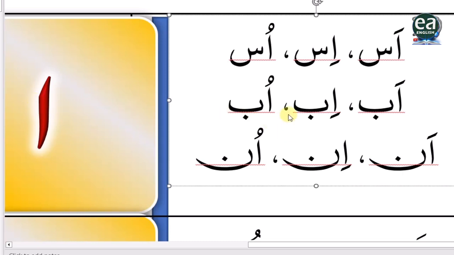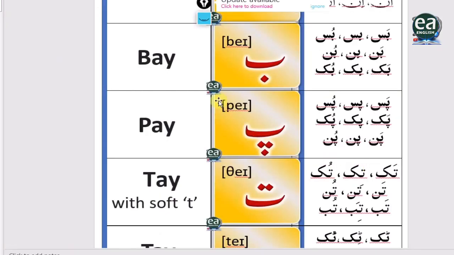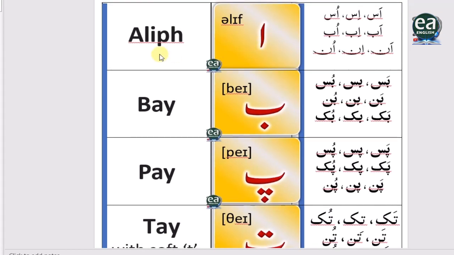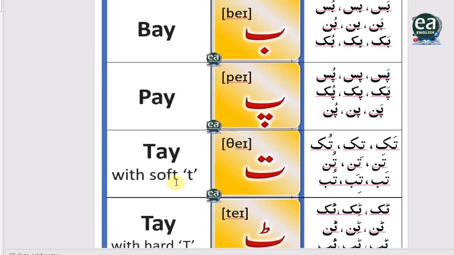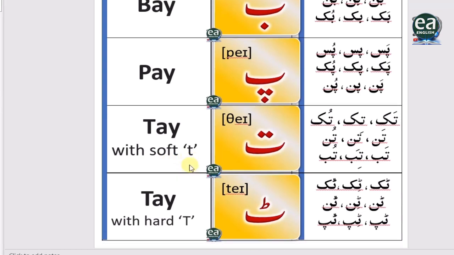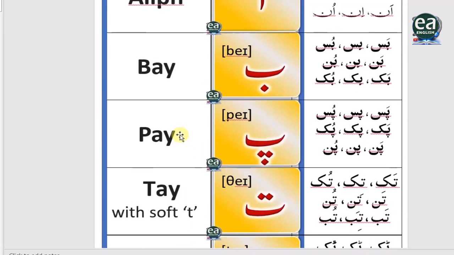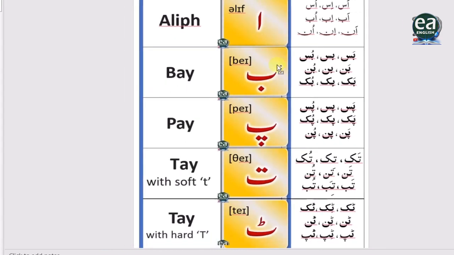Are you done? Almost. I have prepared this book. It took me a lot of time to prepare for you. Have a look here. I wrote like this: alif, bay, pay, thay, with a soft T, and tay with a hard T, right? Repeat after me: alif, be, pe, te, te.